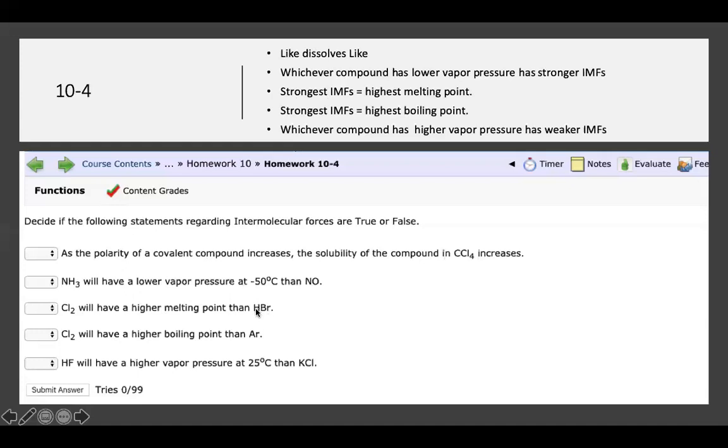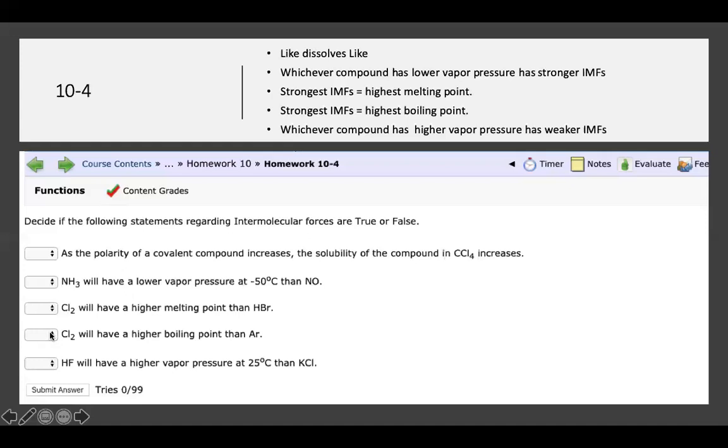That means that HBr is going to have stronger intermolecular forces than Cl2. Because HBr has stronger intermolecular forces, it also should have a higher melting point. So this is going to be a false statement. Cl2 should have a lower melting point than HBr.